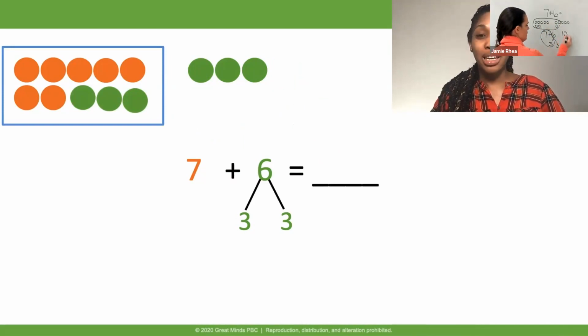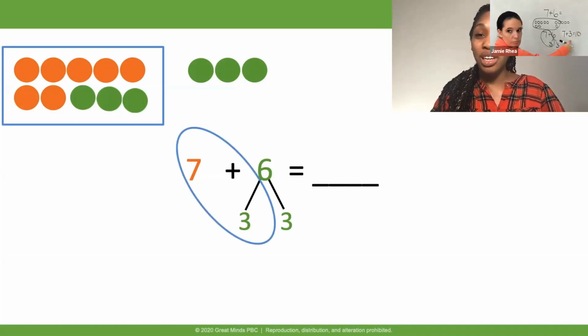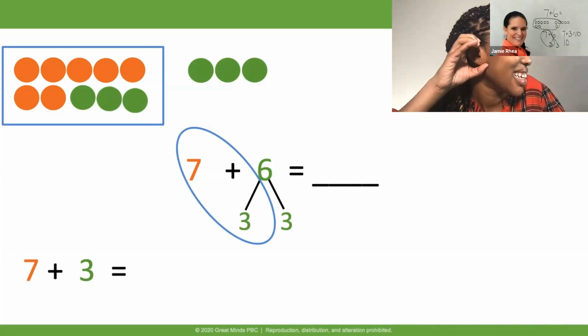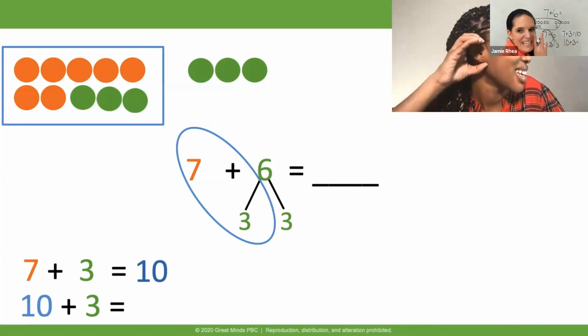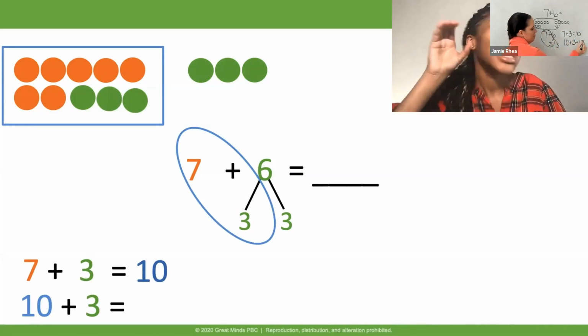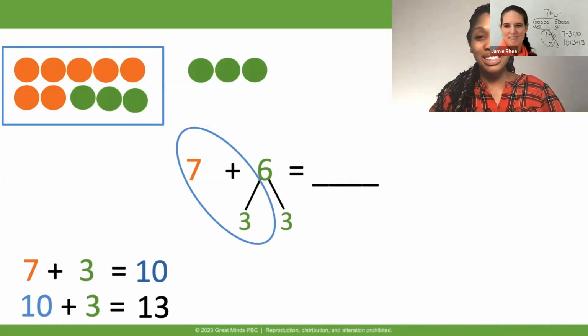Just like we framed our drawing, we're going to frame the numbers that we grouped together in our number sentence as well. So we're going to group together 7 and 3 to show that we made a group of 10. So 7 plus 3 equals 10. Yes, 7 plus 3 equals 10. So 10 and 3 more, because here's our other 3, equals, whisper it to me, 13. That's right, it equals 13. Just like we did before, let's make a number bond to represent 10 plus 3 equals 13.